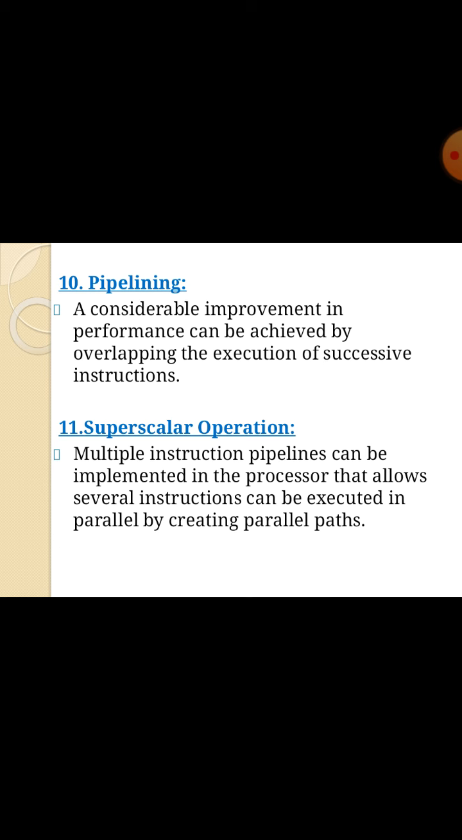Next one, pipelining. A considerable improvement in performance can be achieved by overlapping the execution of successive instructions. This technique is called pipelining. Next one, superscalar operation. Multiple instruction pipelines can be implemented in the processor, which allows several instructions to be executed in parallel by creating parallel paths. This mode of operation is called superscalar execution.